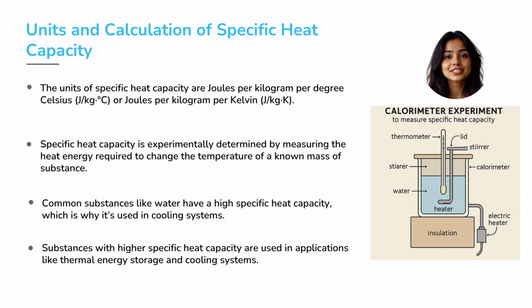To measure specific heat capacity, we can use an experiment like the calorimeter method, where we carefully measure the heat energy added to a substance and track the temperature change. It's a fun way to get your hands dirty and see how heat really works.